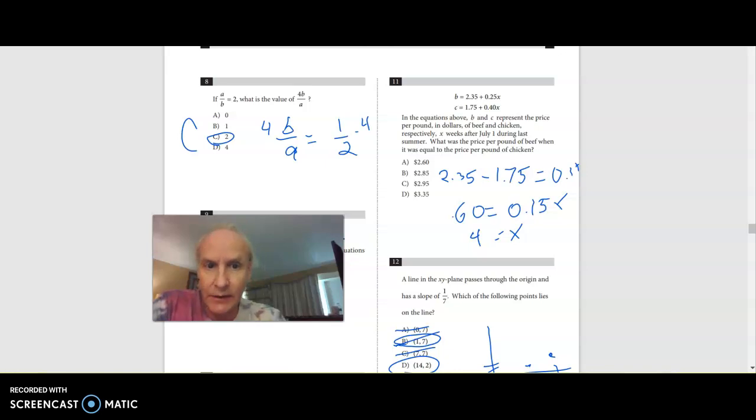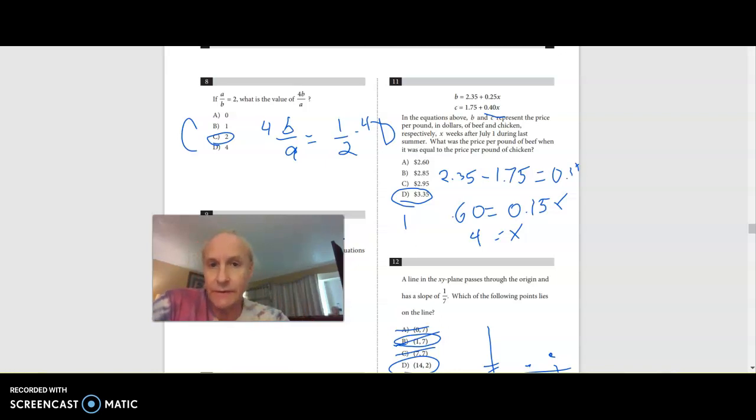And 4 weeks later is $1.60 plus $1.75, which makes, wait a minute. It's 4 weeks later, right? So that's going to be 3.35. There it is, 3.35. Let's make sure it works over here. 4 is $1.60. Yep. 3.35. Yep, that's the one. So D is correct. So there you have it.